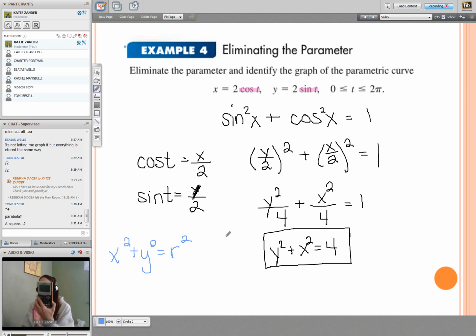Okay, let's go back and actually try to type this into our calculator. Oops, mine shut off. Let's do x equals 2 times cosine of t, and then y equals 2 times sine of t. And let's see if we can get the graph to appear. Oh, and take a look. Here is my interval from 0 to 2 pi.